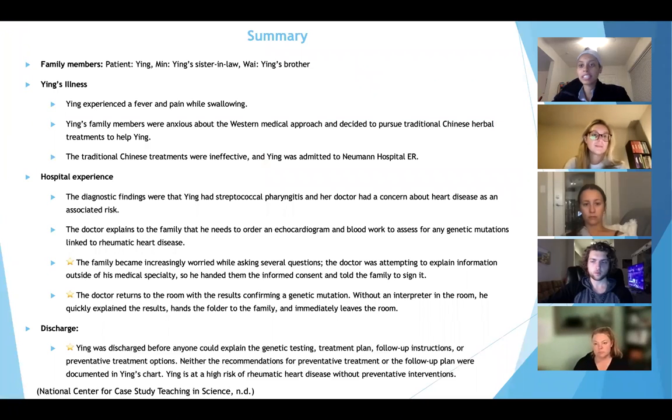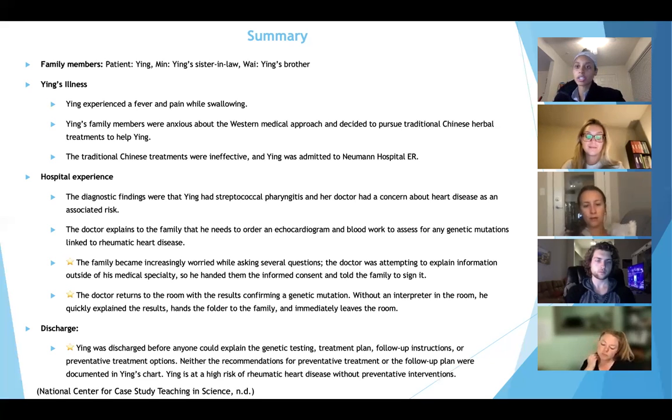So the case study begins with Ying experiencing a fever and pain while swallowing. And the family members become really anxious because they're really nervous about trusting Western medicine. They actually have a traditional Chinese background, so they prefer to try things like herbal medicine treatments and prefer to kind of stick with their culture in terms of dealing with illness. So the sister-in-law and the brother, they pursue the Chinese traditional treatments, and unfortunately, they're ineffective. And so what happens is Ying has to go to the ER.